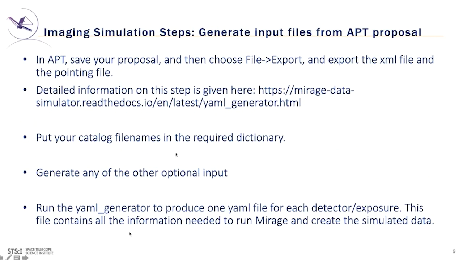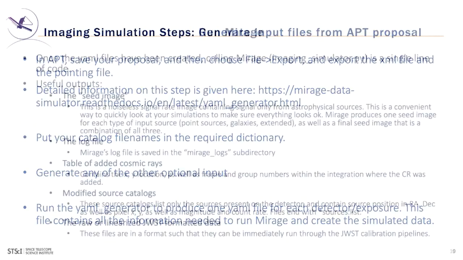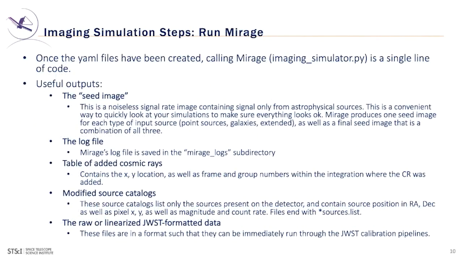Then you place your catalogs in the required input dictionary, which we'll see how to do later. And you add these optional inputs, and then you run the YAML generator. And then, as I mentioned, once you have these YAML files, you run the simulator itself.